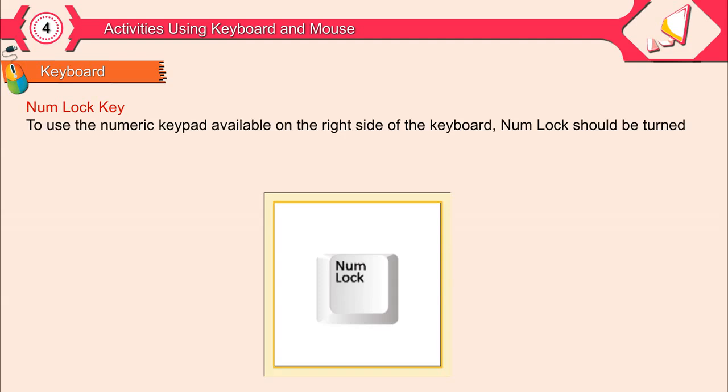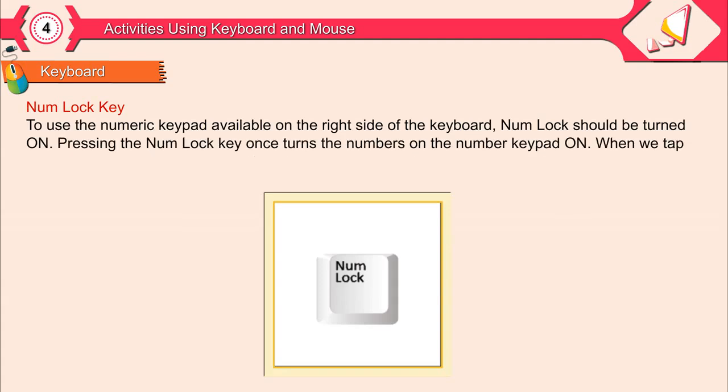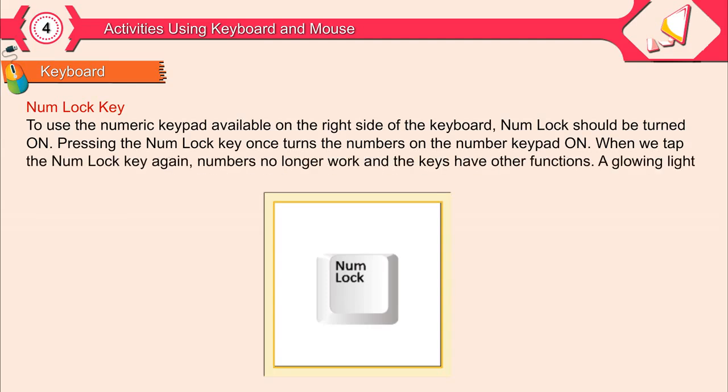Numlock key. To use the numeric keypad available on the right side of the keyboard, numlock should be turned on. Pressing the numlock key once turns the numbers on the number keypad on. When we tap the numlock key again, numbers no longer work and the keys have other functions. A glowing light above the numlock label indicates that it is on.